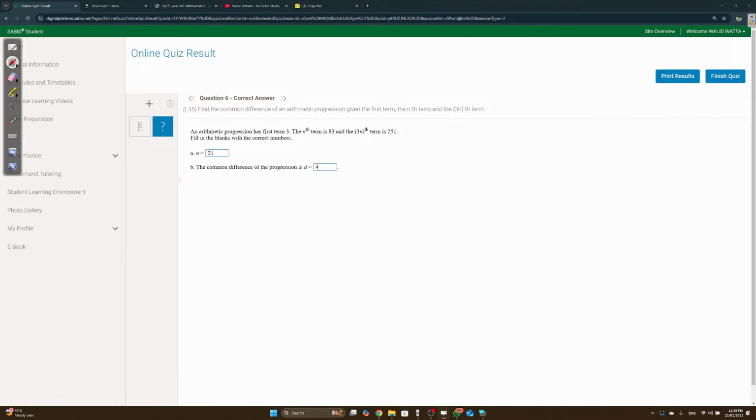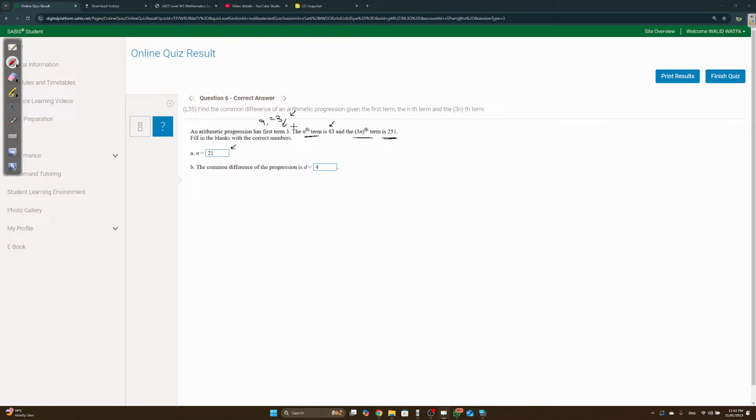Question 6. An arithmetic progression has first term 3, so a1 is equal to 3. The nth term is 83, and the 3nth term is 251. Find n and d. Okay, this one is kind of tricky as well. Again, you need to use your head. You need to use simultaneous equations.